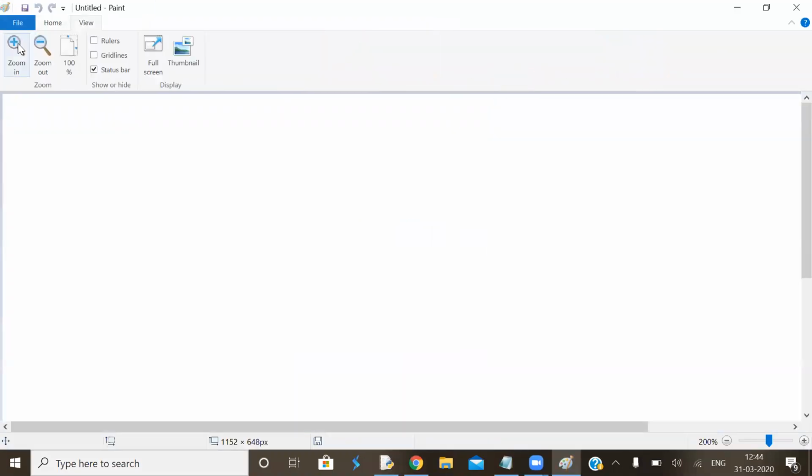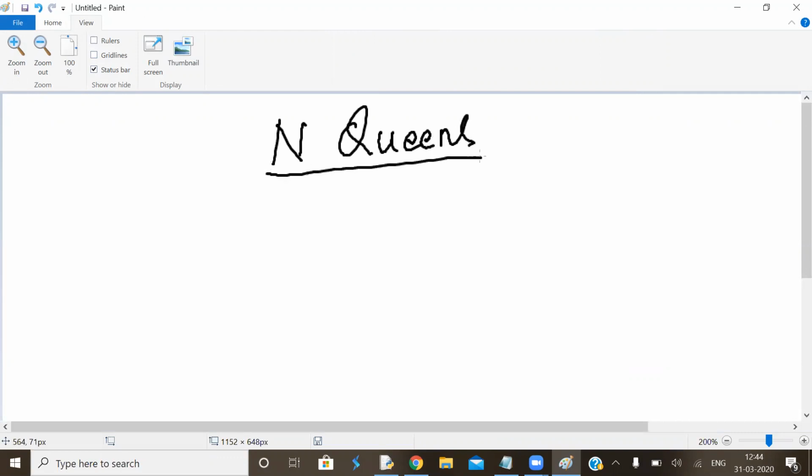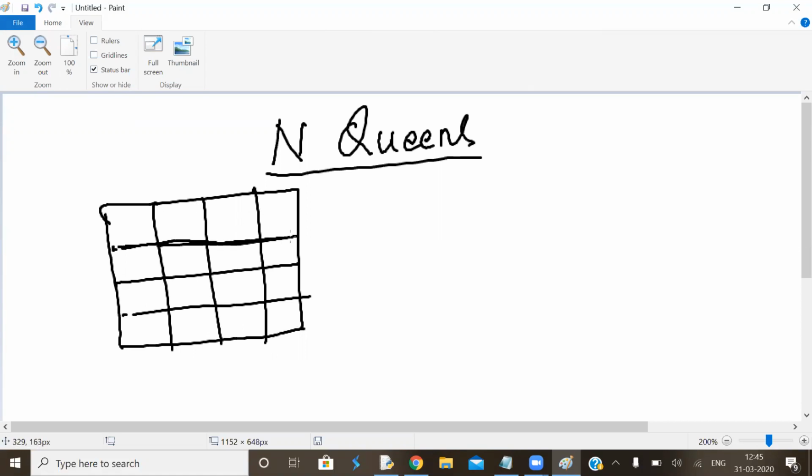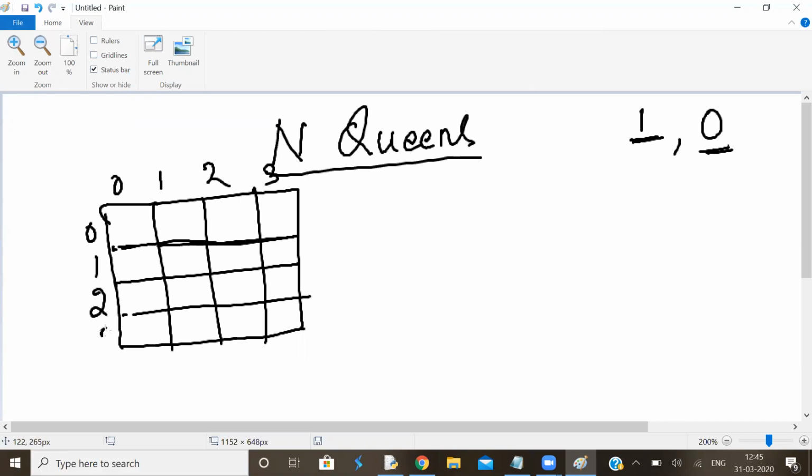In this session, we are going to discuss a very interesting and important topic: the N-Queens problem. Consider a hypothetical 4x4 chessboard. One represents placement of a queen and zero represents free space, no placement. Columns 0, 1, 2, 3, rows 0, 1, 2, 3. So I placed a queen here.